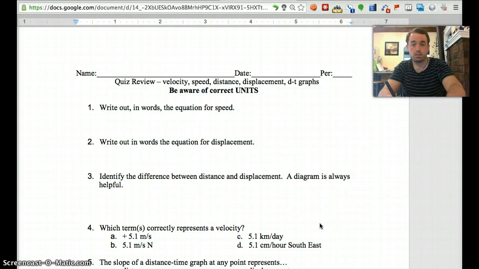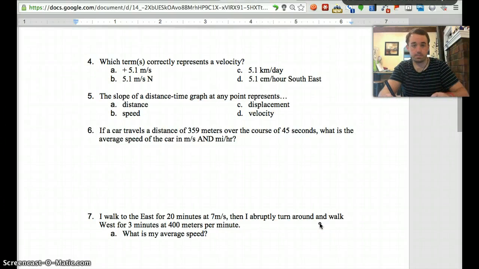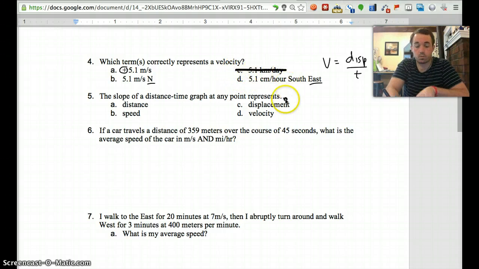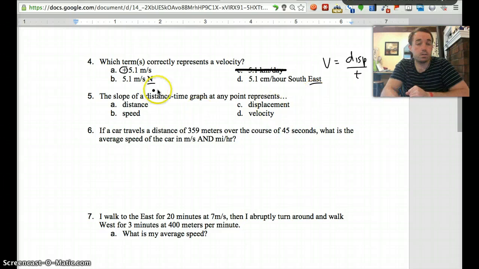Let me clear this. Move on to question 4. Which terms correctly represent a velocity? Well, velocity is displacement over time. Displacement has direction, so velocity has direction. I look at things that have direction. That's got direction, and be careful, because remember from just above, that plus also is direction. This one has no direction. I know that C is automatically out.